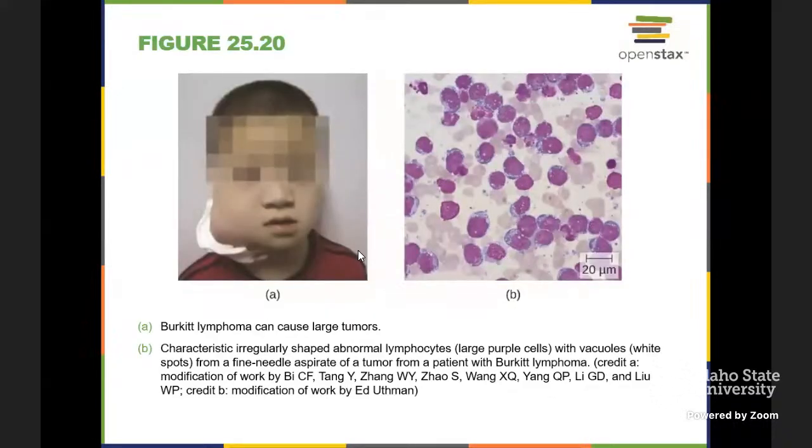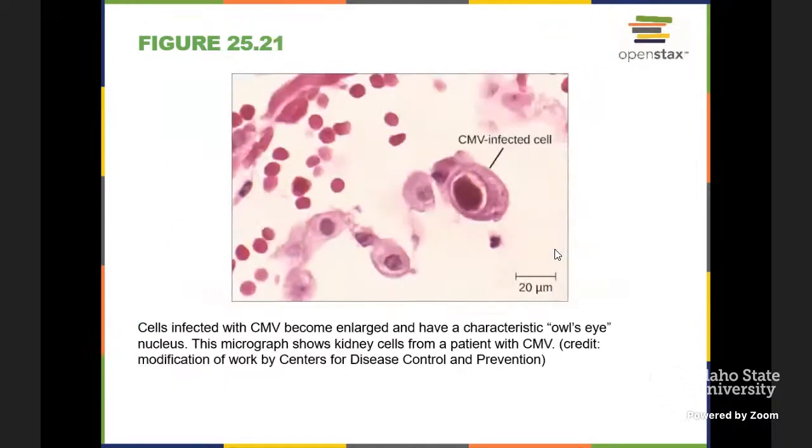All right, some viral stuff. The Burkitt lymphoma, large tumors. Epstein-Barr virus is the culprit for that. It's also the virus that causes infectious mononucleosis, and that's another possibility with that.